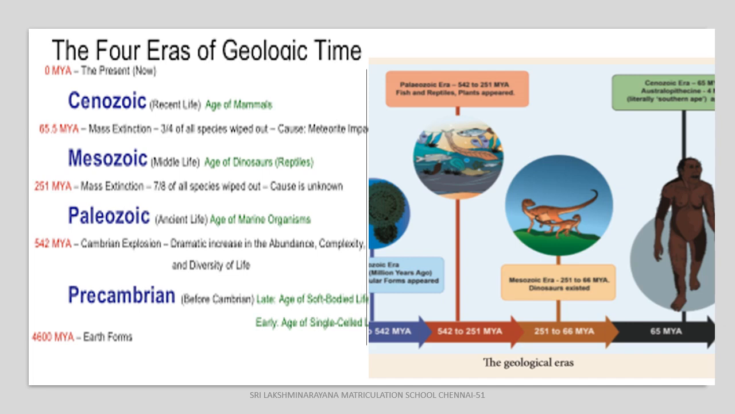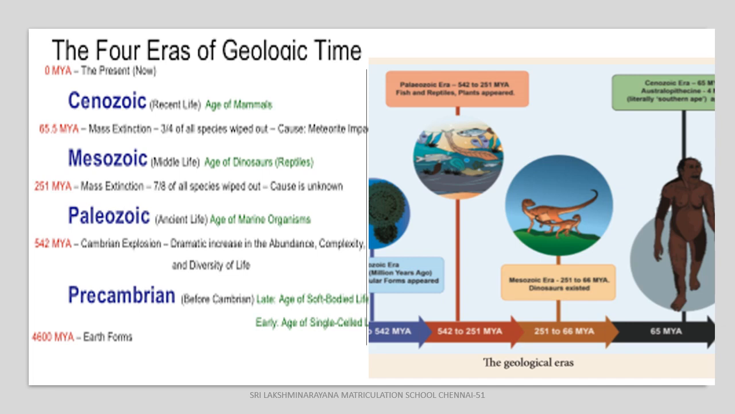Next comes the Paleozoic era or the ancient life. This period is also called the age of marine organisms, where fish and reptiles begin to evolve. This period starts from 542 million years ago and a dramatic increase happened in the abundance, complexity and diversity of life. Third comes the Mesozoic era or the middle life.